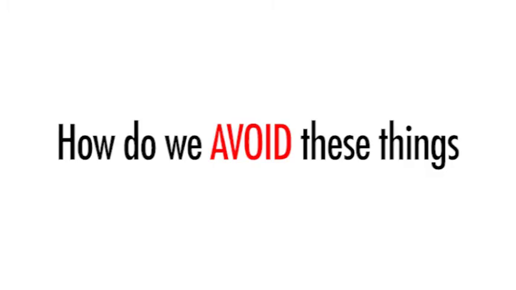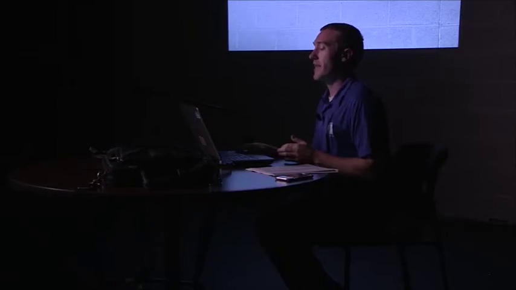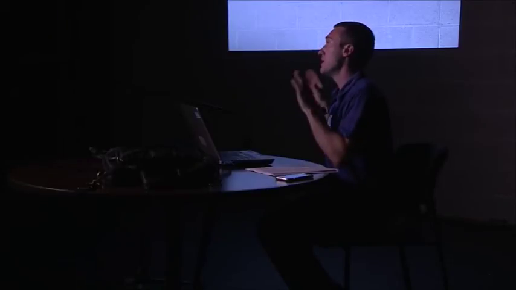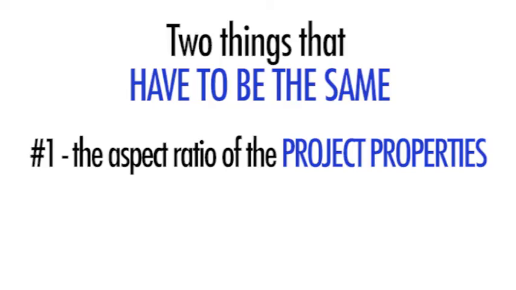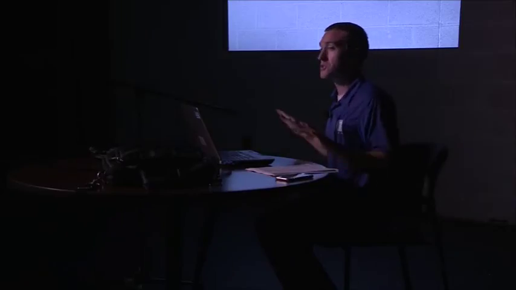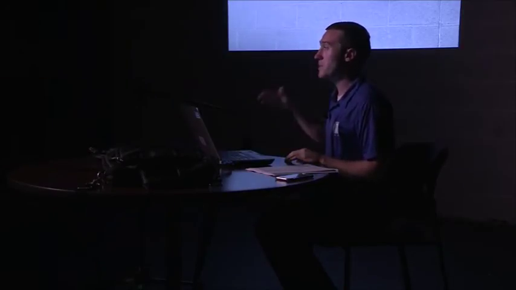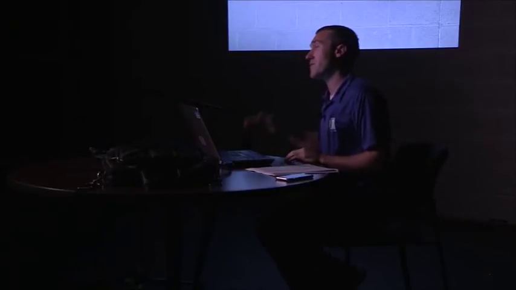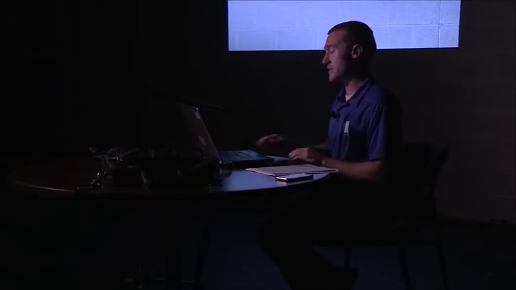Okay, so how do we avoid these things? There are two things that need to be set to the exact same thing. Number one is the aspect ratio of the project properties, and number two is the aspect ratio of the video track. This is universal. It's not just Sony Vegas; it applies to every software package you're going to be using. We need to make sure that the project settings are the same as the video track settings.